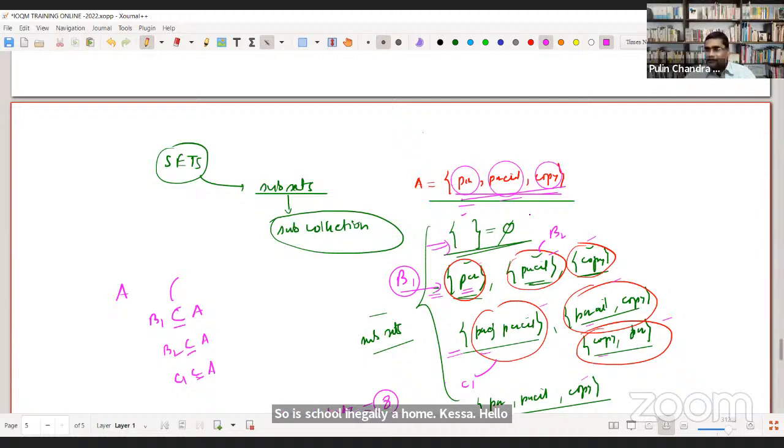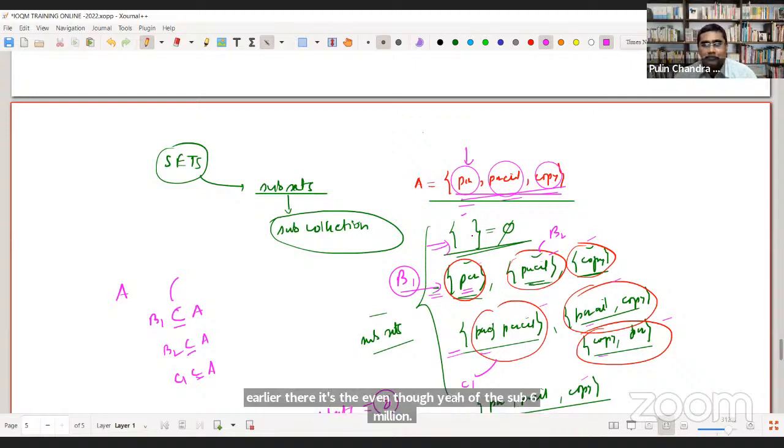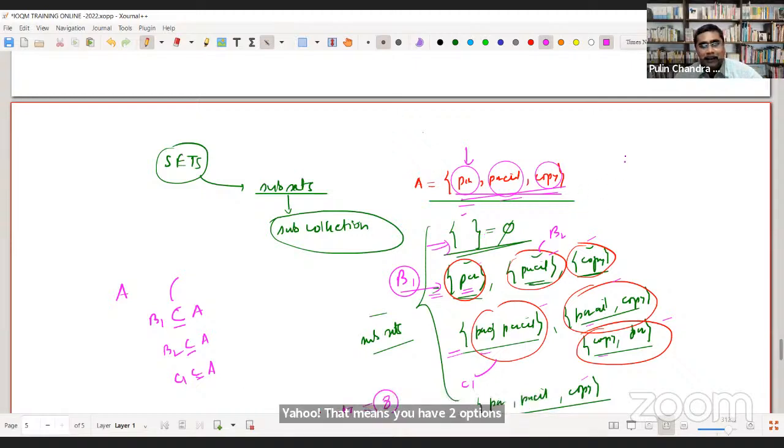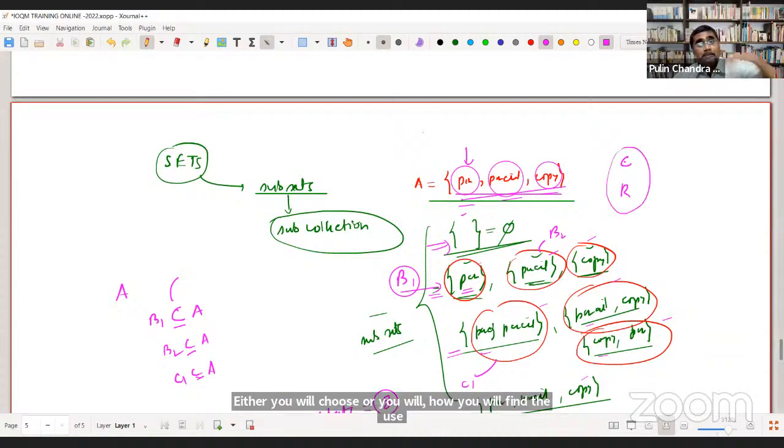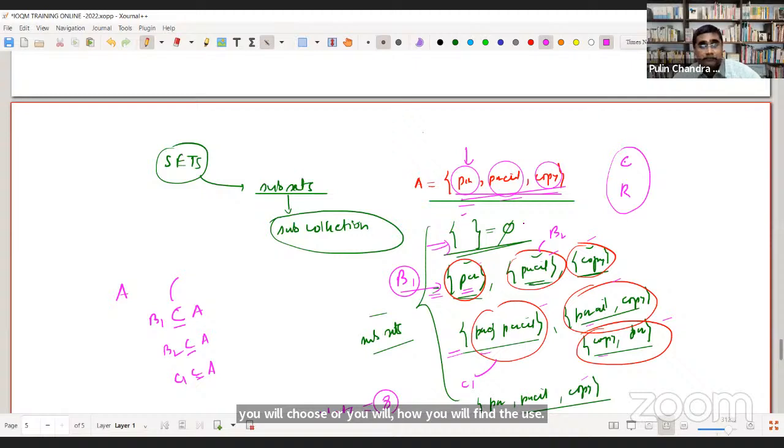पहला एलिमेंट में चले जाओ, तो इस एलिमेंट को या तो तुम चूज करोगे अपना सबसेट के लिए, या फिर इसको रिजेक्ट करोगे. दैट मींस यू हैव 2 ऑप्शंस फॉर दैट. आइदर यू विल चूज और यू विल रिजेक्ट. कार्टेशियन प्रोडक्ट का बात कर रहा हूं. हाउ यू विल यूज द कार्टेशियन प्रोडक्ट टू फाइंड द टोटल नंबर ऑफ सबसेट हियर.